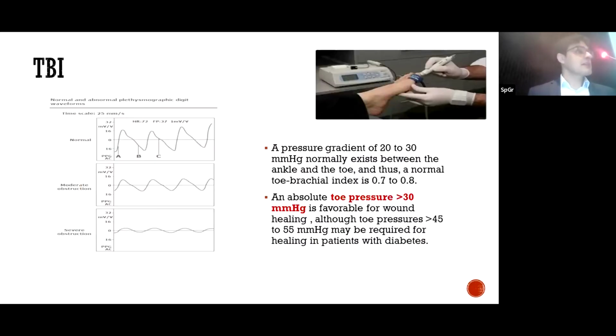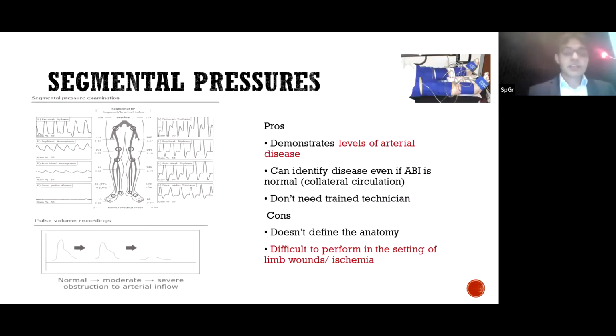TBI is a better test than ABI because the small arterioles in the toes do not have calcification. The normal should be 0.7 to 0.8, and an absolute toe pressure of more than 30 is favorable for wound healing. Segmental pressure demonstrates the level of arterial disease and can identify disease even if ABI is normal. However, again, in a critical limb ischemia patient, it is difficult to perform if someone has ischemic pain or limb wounds.